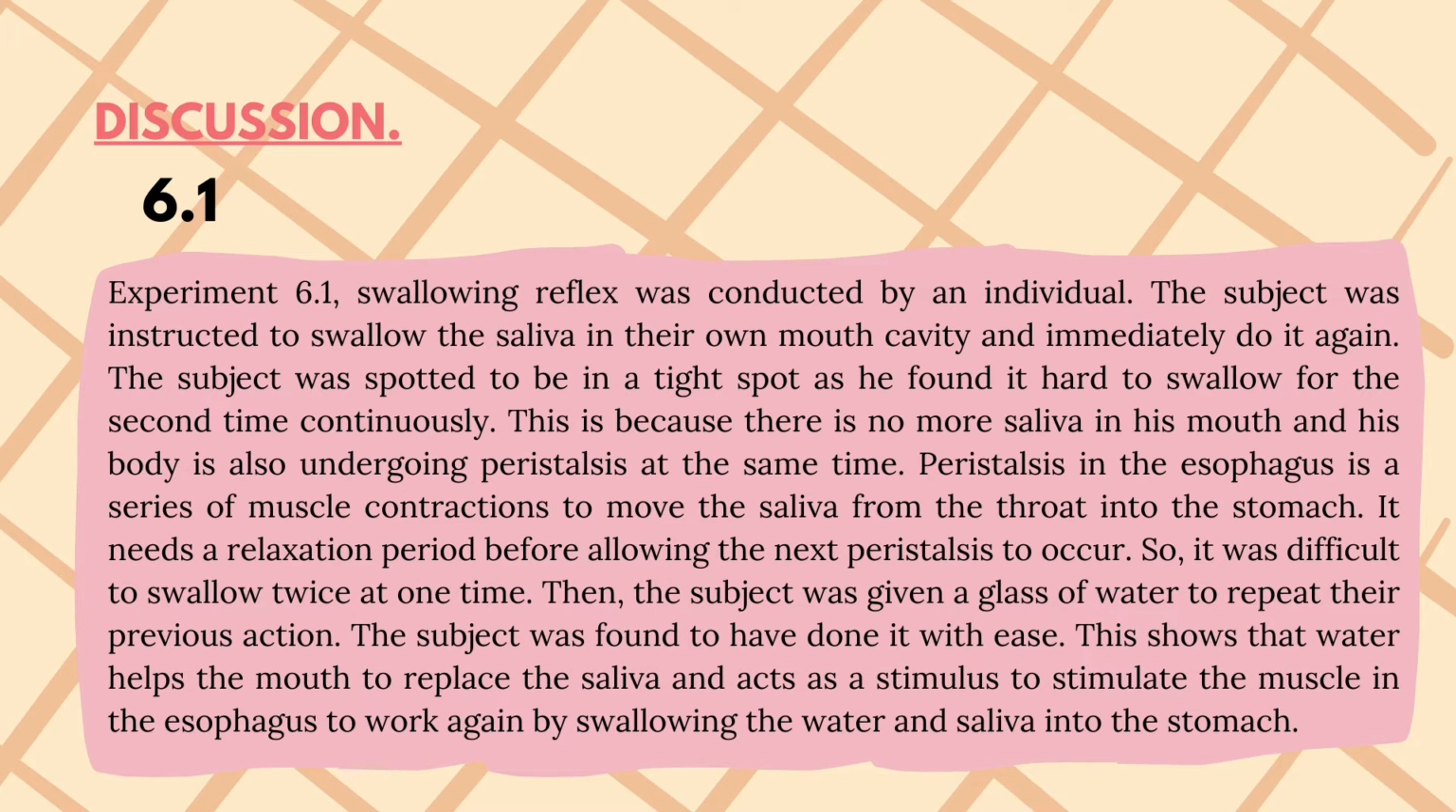Experiment 6.1, swallowing reflex, was conducted by an individual. The subject was instructed to swallow the saliva in their own mouth cavity and immediately do it again. The subject was spotted to be in a tight spot as he found it hard to swallow for the second time continuously. This is because there is no more saliva in his mouth and his body is also undergoing peristalsis at the same time. Peristalsis in the esophagus is a series of muscle contractions to move the saliva from the throat into the stomach. It needs a relaxation period before allowing the next peristalsis to occur, so it was difficult to swallow twice at one time.